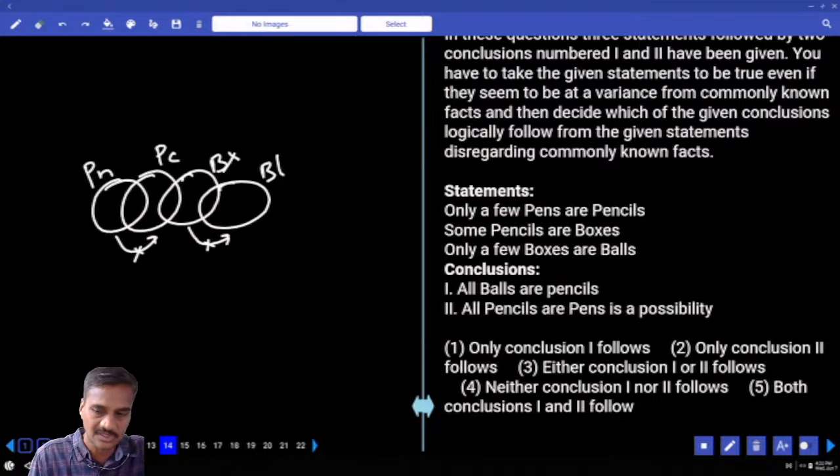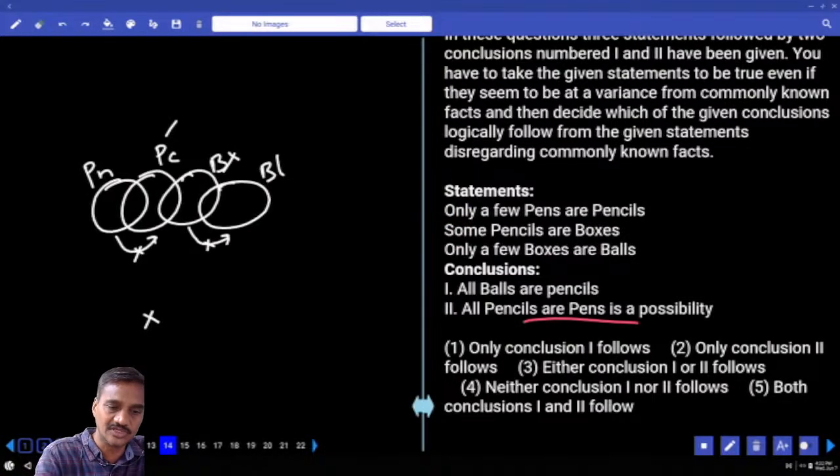Then the first one, all balls are pencils, that is one. All pencils are pens is a possibility. Now this entire pencil is a part of this pen. Possible or not? All pencils are pens is possible. Now where is this pencil? Pencil is here. Pen is here. Can this entire pencil be part of pen or not? Yes.